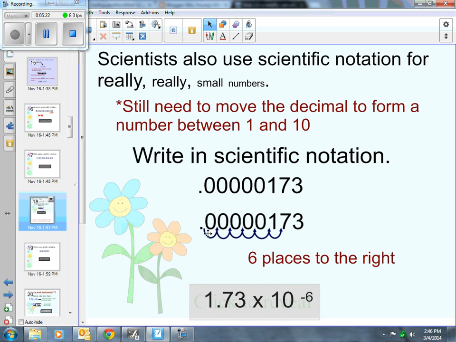All right, so in this case, we have this really tiny number. We swooped it over to get the beginning number, 1.73. We multiplied by 10, and we moved it 6 places to the right, so it's the negative 6th power.